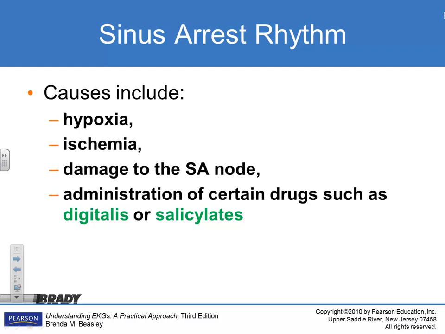Okay, causes of this, the usual suspects. Hypoxia is always at the top of the list. Ischemia, what are we talking about when we say ischemia here? Lack of oxygen to the heart muscle, right. Something's not getting through there. If the SA node is damaged, or of course, certain medications, digitalis, which we don't give in the field, thank goodness, and salicylates.